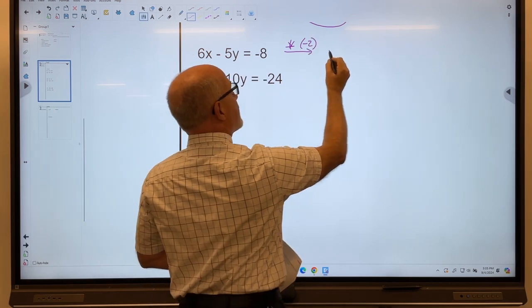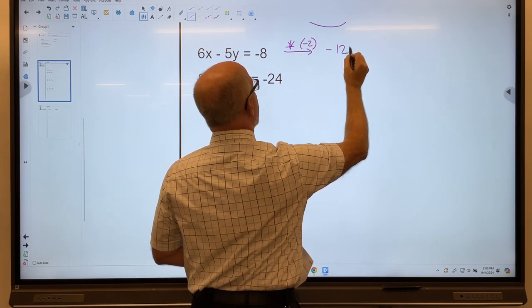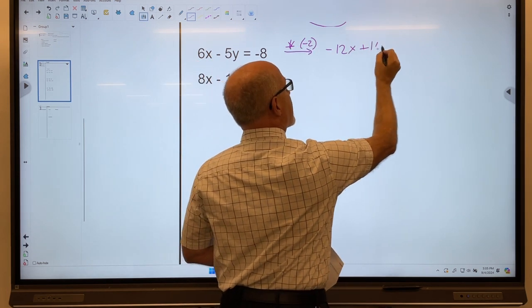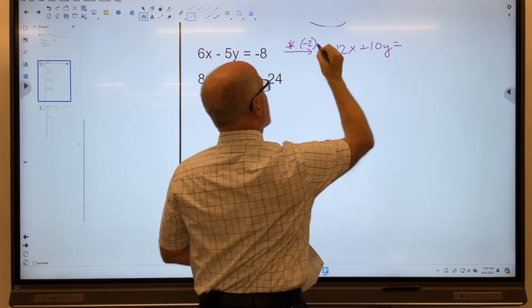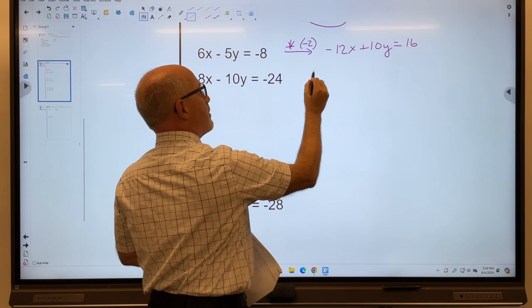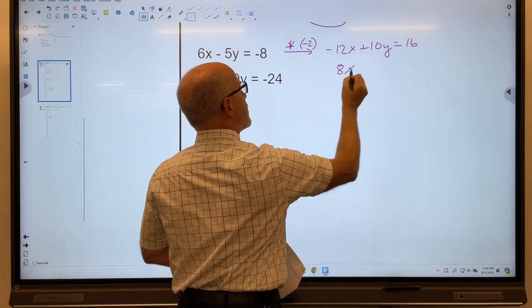When I multiply by -2, I get -12x plus 10y equals -2 times -8 gives me a positive 16. This one I'm just going to rewrite as is, not change it.